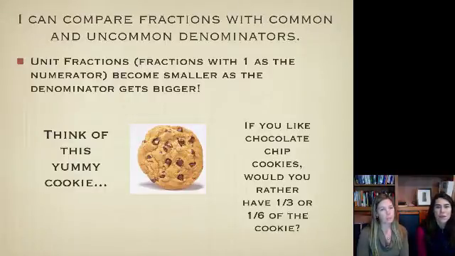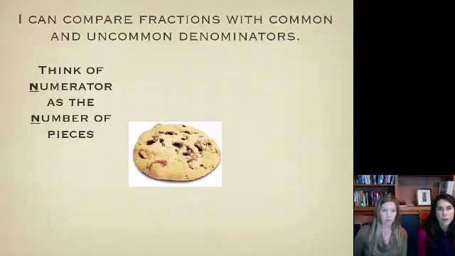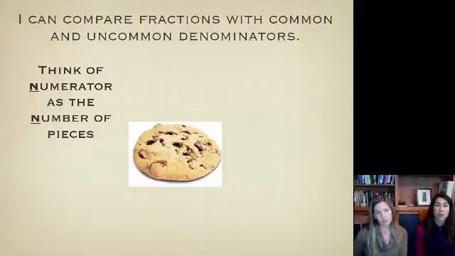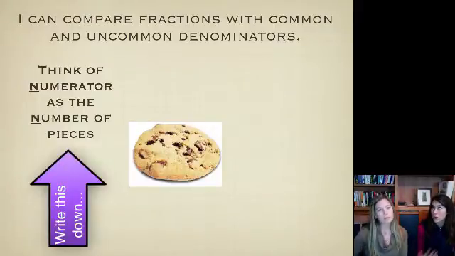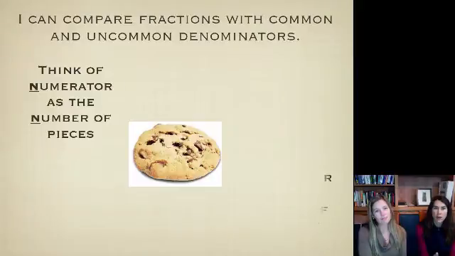So think of this yummy cookie, and who doesn't like chocolate chip cookies, right? That looks good. If you like them, and of course who doesn't, would you rather have 1/3 of the cookie or 1/6 of the cookie? So first of all, you want to think about the numerator as the number of pieces. In this case, we're looking at 2 unit fractions. We're looking at 1/3 and 1/6. So they have the same numerator. So you're thinking there's 1.